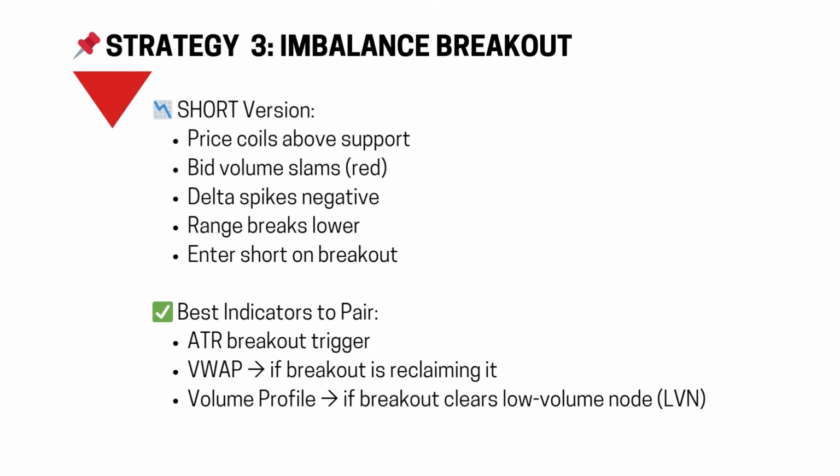And the short trade: price coils above support, bid volume slams, that's red, delta spikes negatively, the range breaks lower, and you enter short on the breakout. Now you can use these indicators as well: ATR as a breakout trigger, VWAP if the breakout is reclaiming it, or something like volume profile if the breakout clears a low volume node.